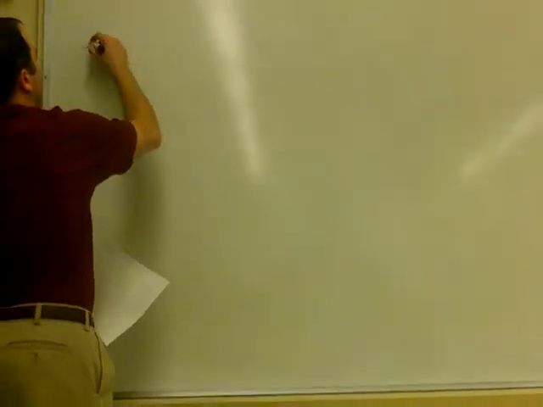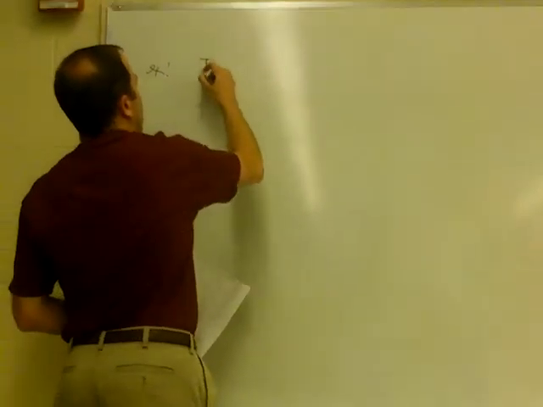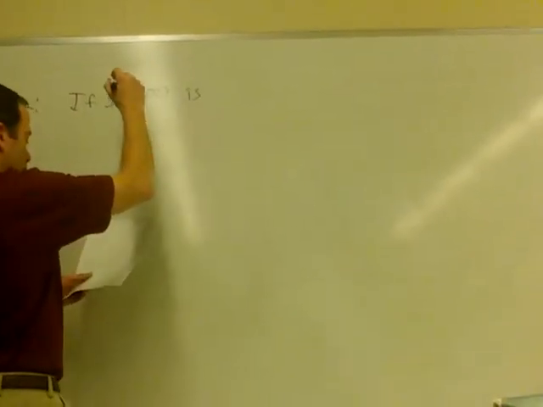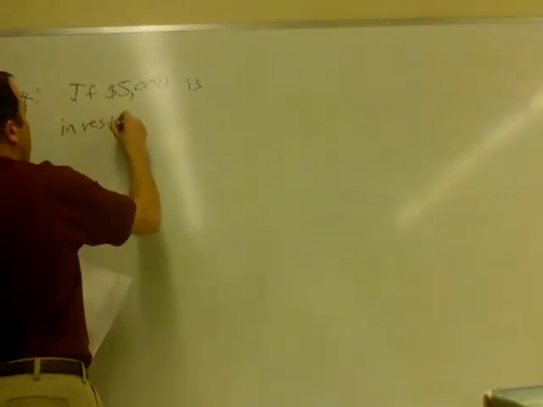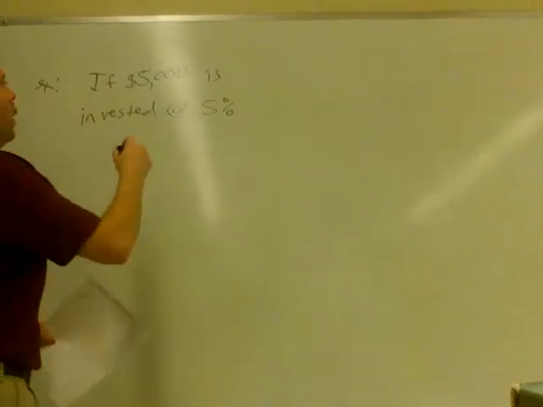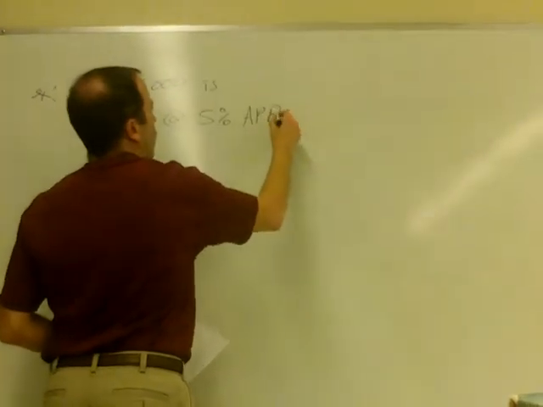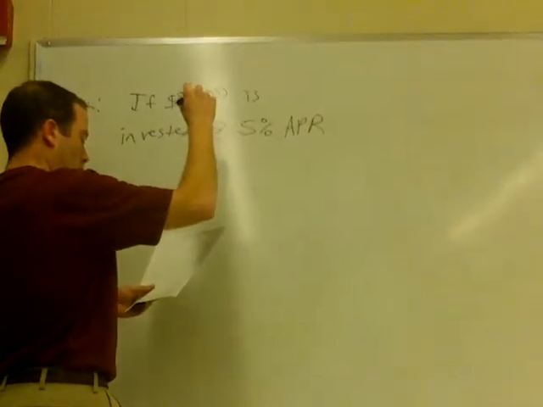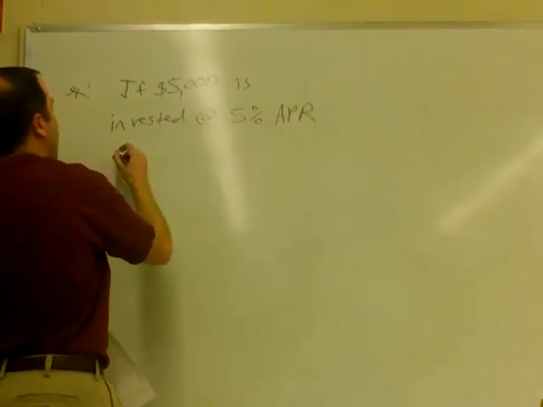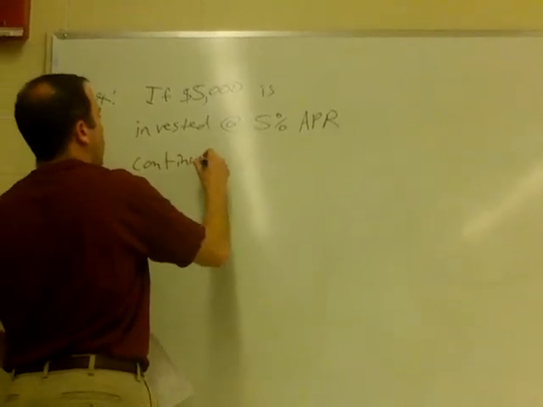So here is an example problem, solving our exponential equations like we've done already today. If $5,000 is invested at 5% APR continuously compounded.